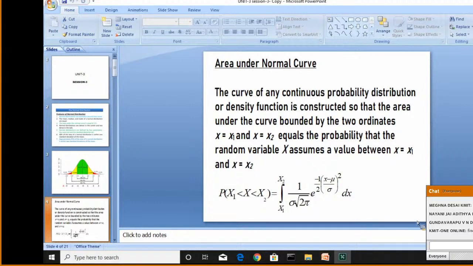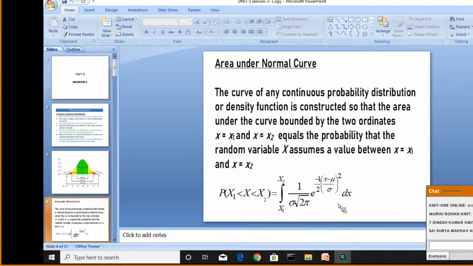Are you remembering? Yes. So probability of a less than x less than b means integral a to b of f of x dx. In this case, our lower limit is x1 and upper limit is x2. So the integral from x1 to x2, our probability density function for the normal distribution is 1 by sigma root of 2 pi, e power minus (x minus mu) whole square by 2 sigma square, with this dx. So f of x dx.